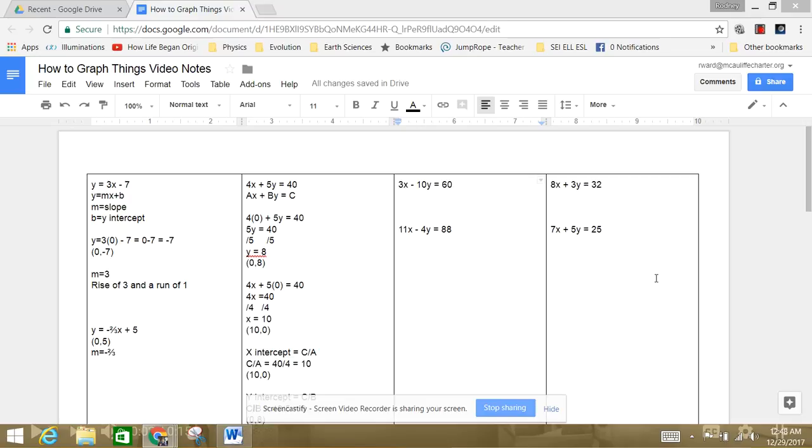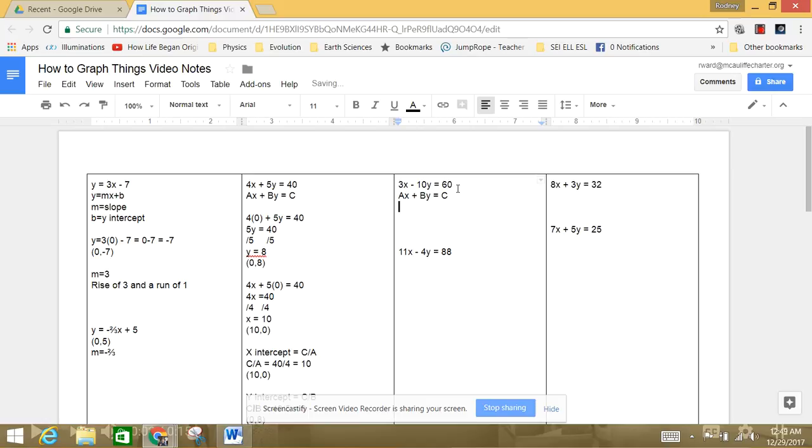Welcome back to how to graph linear equations. One more standard form situation. This is going to be similar to the last one that I did. The only difference is that my standard form has a subtraction instead of an addition. It's still the same kind of deal. We're still working with the form ax plus by equals c.